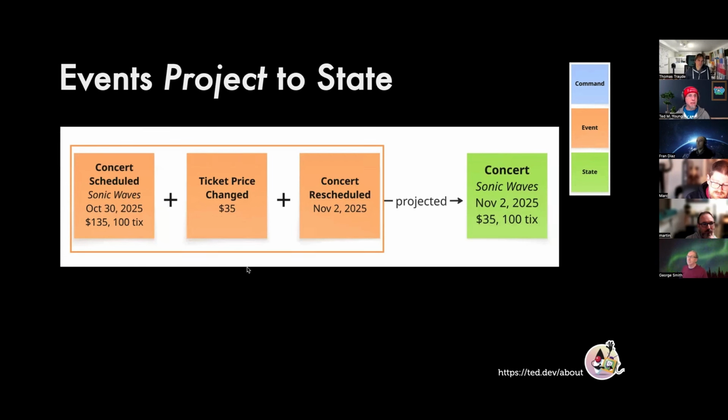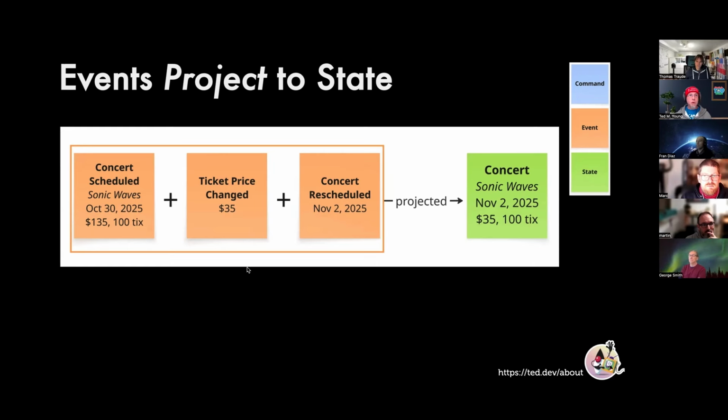The concert was scheduled, right? So we saw this before from the data point of view, but now we're looking at it from a series of events. Concert was scheduled. The band's name is Sonic Waves. They're playing on October 30th, $135 a ticket, and there are 100 tickets available for this venue. Then we changed the ticket price, and then we rescheduled the concert to November 2nd. And so we apply these events in order. So order is critical, but it's also not that hard. Databases and other mechanisms are really good at generating numbers that increase. You don't have to worry about there not being gaps as long as it's increasing and you can get the order correct. That's all that matters.